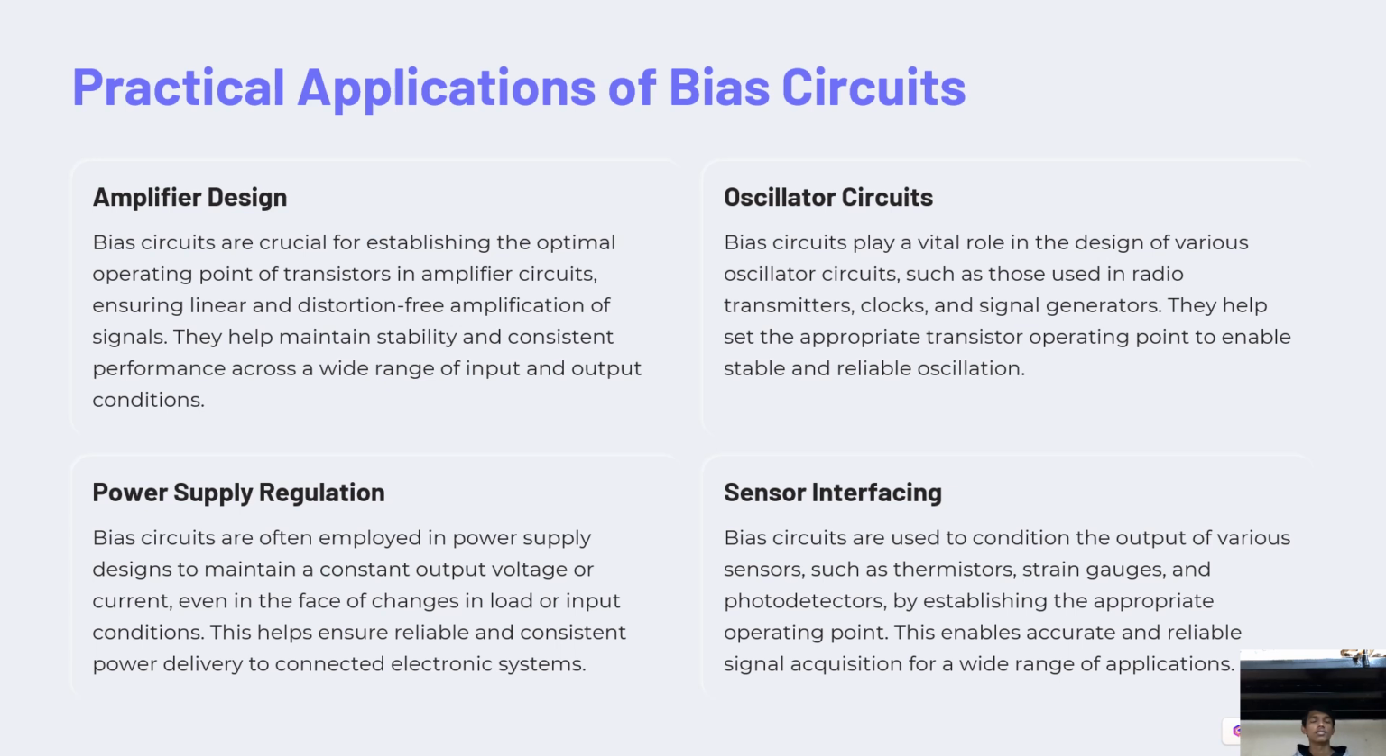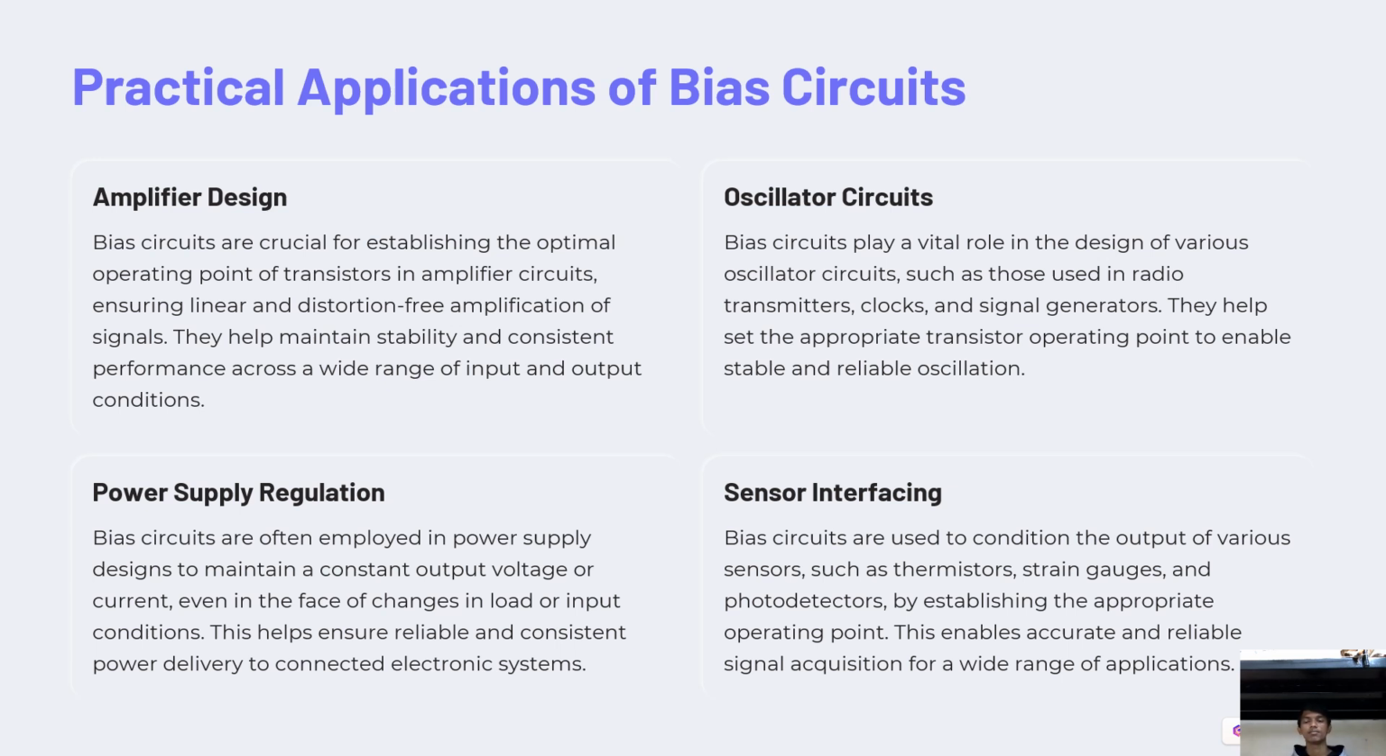Power supply regulation. Bias circuits are often employed in power supply designs to maintain a constant output voltage or current, even in the face of changes in load or input conditions. This helps ensure reliable and consistent power delivery to connected electronic systems.